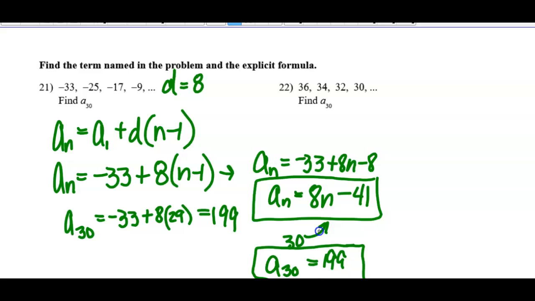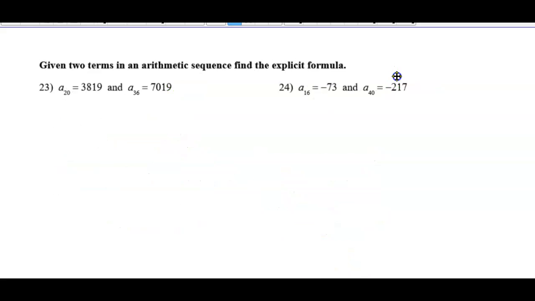I'm going to let you guys do 22. Looks like the difference is -2. I'll do that one in the notes with you.